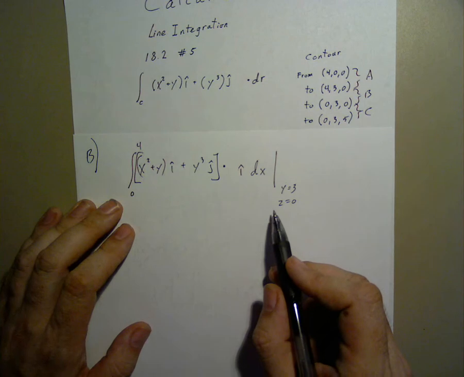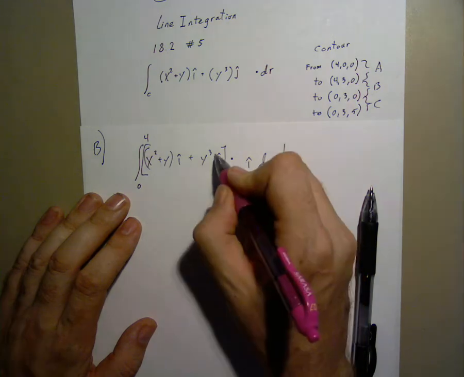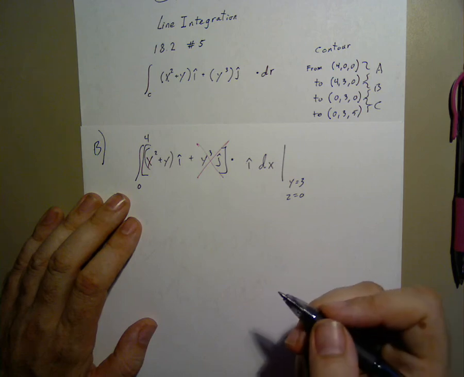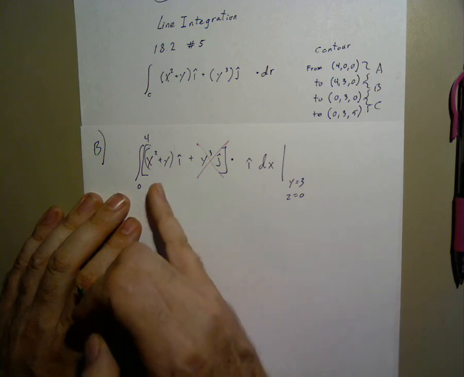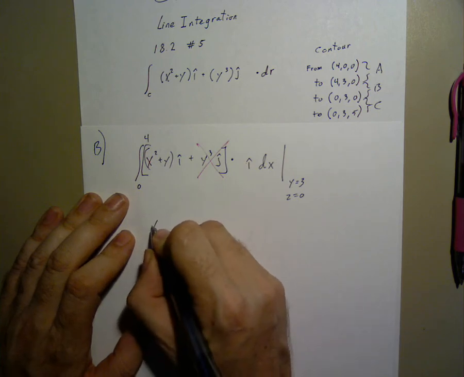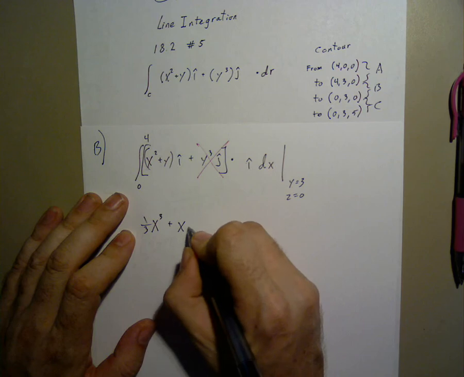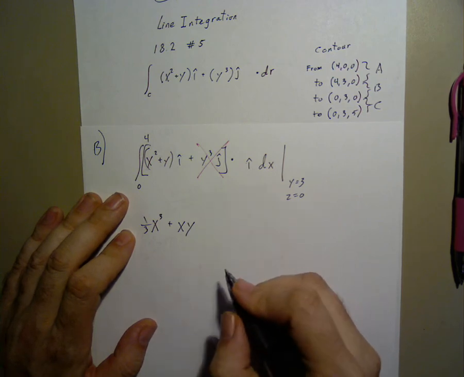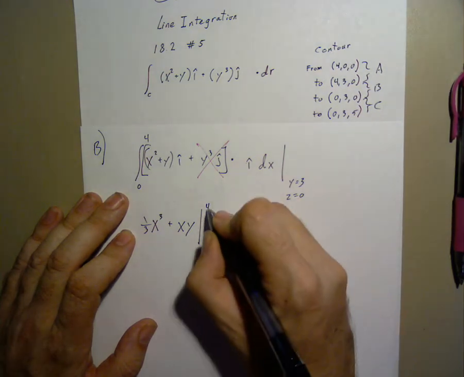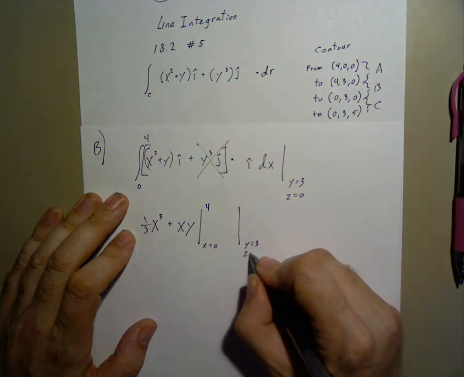Next, we need to evaluate this integral. The dot product of i and j is 0, so we can immediately rule out that part of the function, which leaves us with this. We need to integrate. We get one third x cubed plus xy, evaluated from x equals 0 to 4, while holding constant y equals 3, z equals 0.